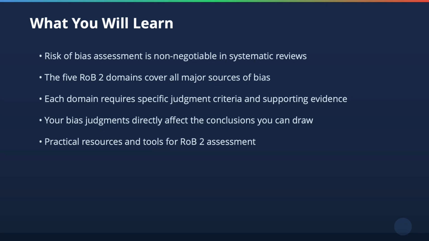Second, we will go through all 5 domains of the Risk of Bias 2 tool in detail. These 5 domains cover every major source of bias that can affect the results of a randomized controlled trial. Third, we will talk about how each domain requires specific judgment criteria and supporting evidence. You cannot just guess your way through this. You need to follow a structured process.